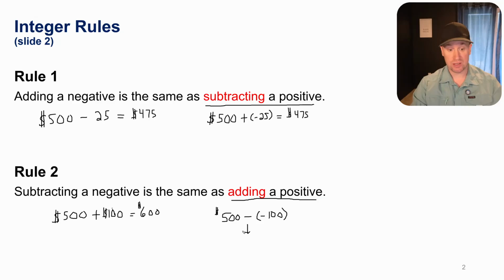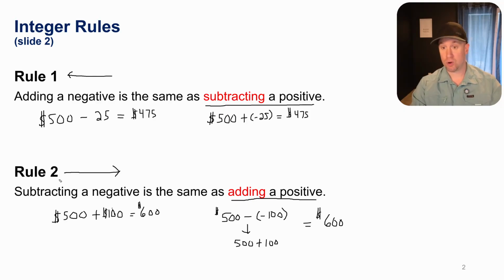In other words, you could theoretically, if you're subtracting a negative, rewrite this as 500 plus 100. And in both cases, you end up at positive 600. So rule number one type problems will decrease your value, meaning you're going to the left on the number line, while rule number two type questions will always increase your value from the initial starting number. You're going to the right on the number line. Okay, so let's apply these rules to a few questions.